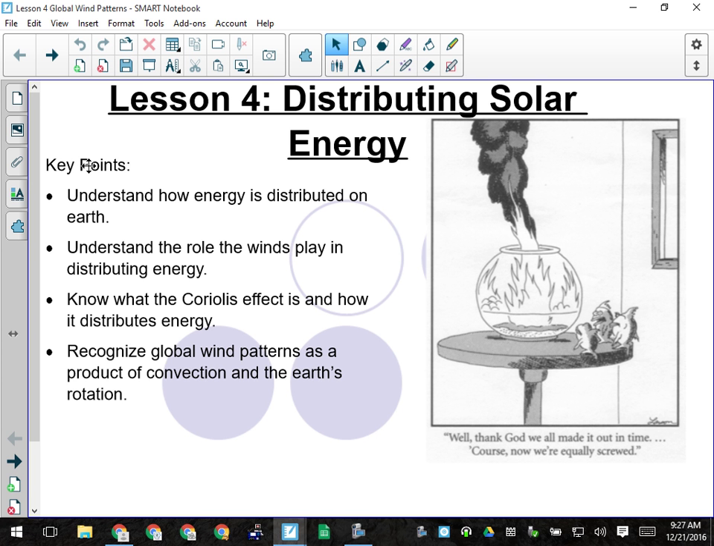Planets like Venus, for example, rotate extremely slowly. In fact, Venus rotates so slowly that a day on Venus is longer than a year on Venus. A year on Venus is about 225 Earth days, and one day on Venus is about 235 Earth days. It actually spins that slow. What that means is there isn't anything causing rotation within the atmosphere as well.